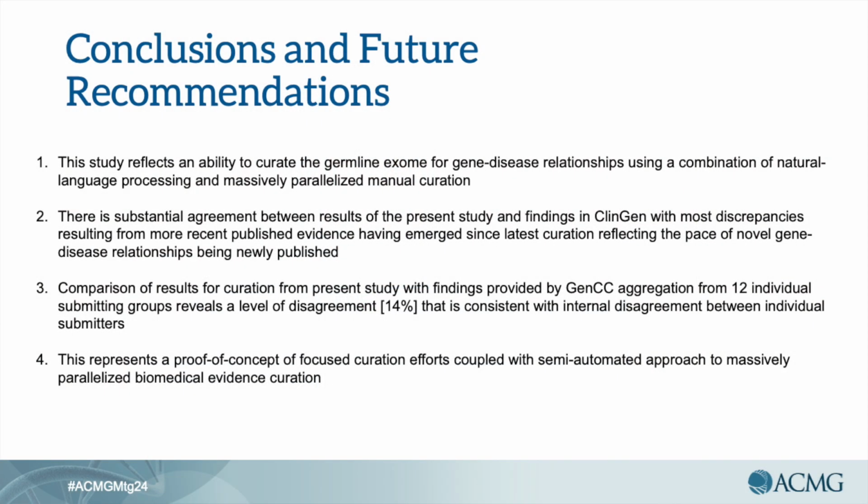So briefly here in summary, the study that I presented reflects an ability to curate the germline exome for gene-disease relationships using a combination of AI techniques, most notably here natural language processing, to organize and annotate that evidence, pairing that with expert, human-level, massively parallelized manual curation of that evidence. As I mentioned, this was an ambitious undertaking, and scale was needed to solve this challenge in such a timeline. When we looked at the validity, the quality of those results, we compared that to ClinGen and GenCC and saw a substantial amount of parity, with the caveat that there's additional information, additional evidence, additional genes that were provided by the analysis in the present study.